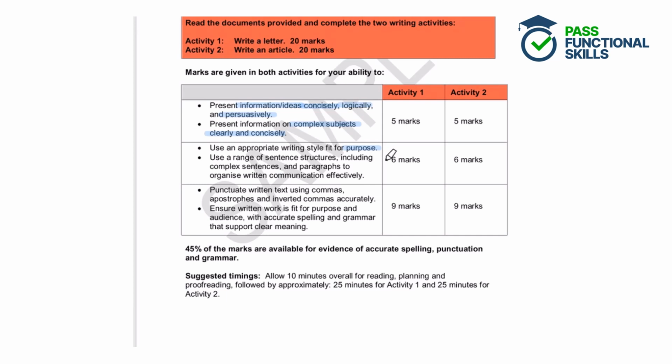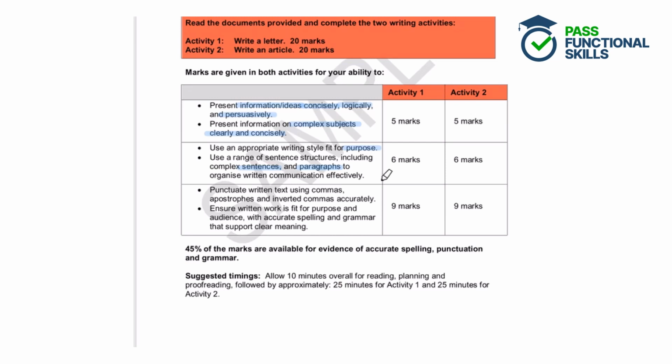You need to use a range of sentence structures, including complex sentences and paragraphs, to organise written communication effectively. So that means that your sentences need to include multiple ideas and link ideas together. And you need to use paragraphs so that your answers are divided up in a really logical and easy to understand way.